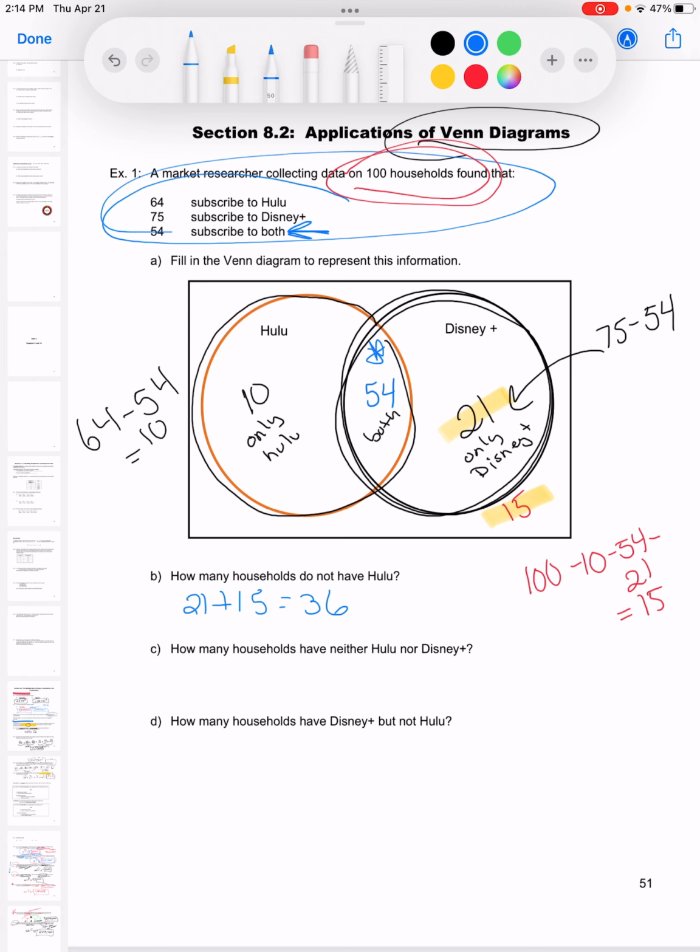How many households have neither Hulu nor Disney Plus? That was that 15 I was talking about a second ago. So 15 people weren't in either one of those categories. And then D, how many households have Disney Plus but not Hulu? So that's the 21. That's only Disney Plus.